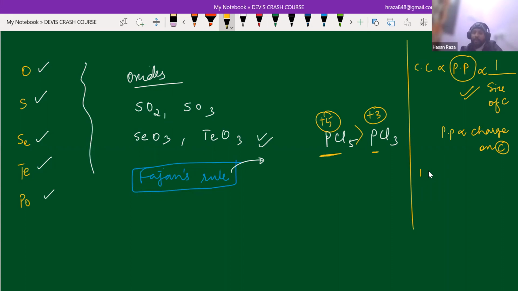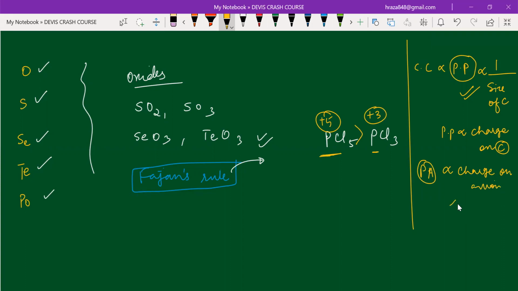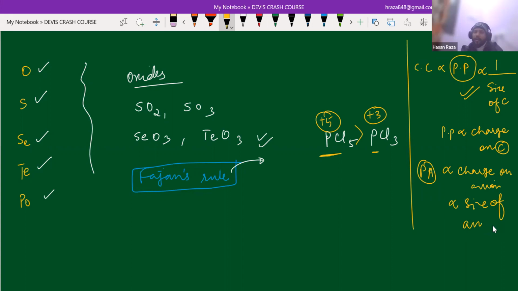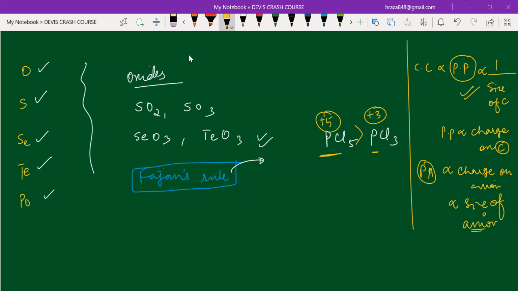And this I just defined for covalent character. We can go for polarizability. Polarizability is directly proportional to charge on anion and directly proportional to size of anion. You know that if the negative charge on some element is greater, the size of that element is greater. Got it? Very good.